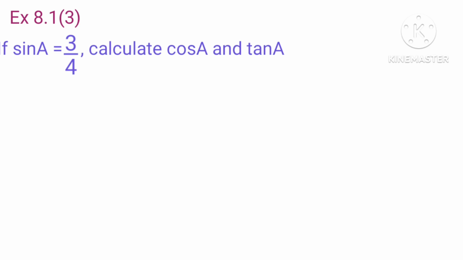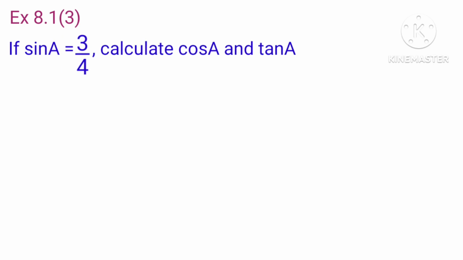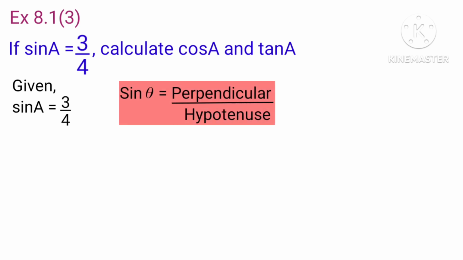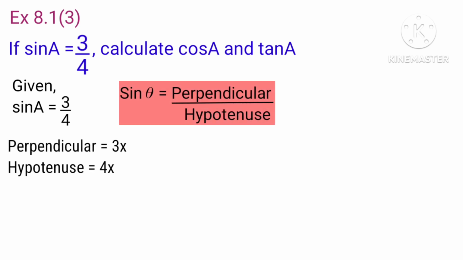So if sin A is equal to 3 by 4, calculate cos A and tan A. So here they have given us sin A is equal to 3 by 4. So sin theta's formula is perpendicular divided by hypotenuse. So perpendicular will be 3x and hypotenuse will be 4x.